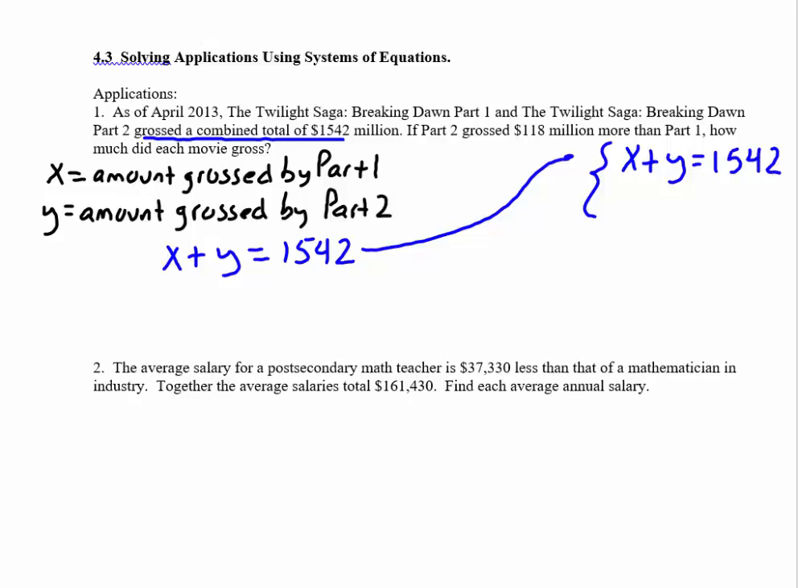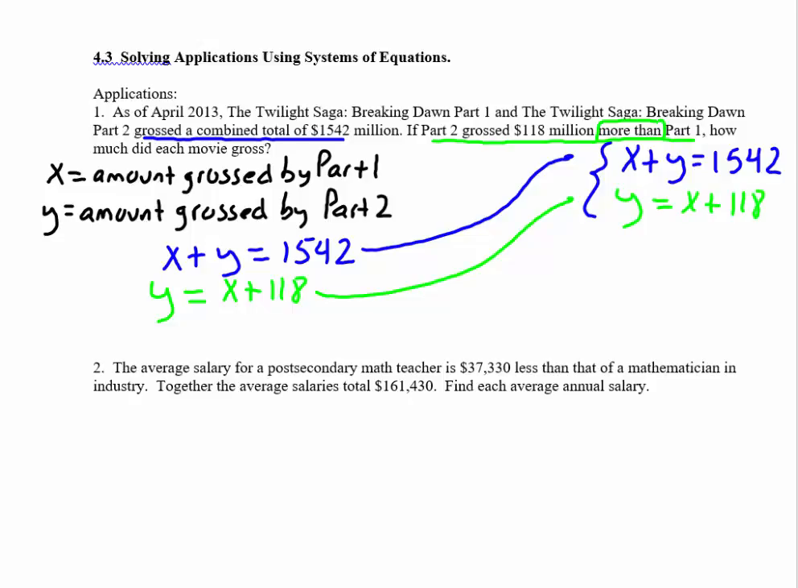Now looking at the second sentence, let's translate that. We see that Part 2 grossed $118 million more than Part 1. Make sure you circle or highlight more than and less than. For more than or less than, the order should flip. So if Part 2 grossed $118 million more than Part 1, well, Part 2 was y, and it's going to equal $118 million more than Part 1. Part 1 was x, and we need to have 118 more than that. So x plus 118. If we want to do the substitution method, we could go ahead and write this into our system. If we wanted to do the addition method, we should most likely subtract over the x.